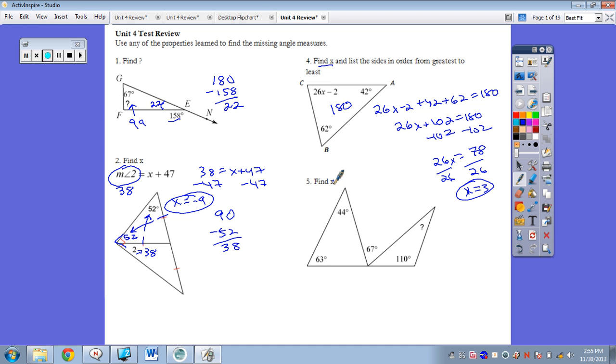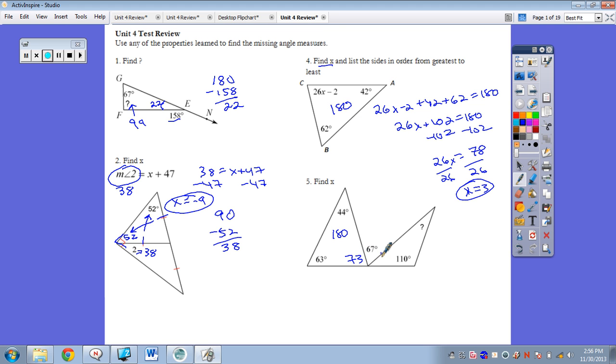Alright, let's look at number 5. Find x here. So we're going to take a look at the first triangle first. I have two angles of a triangle, and I know that the total sum has to be 180. So 180 take away 63, take away 44, leaves me that this angle right here is 73.